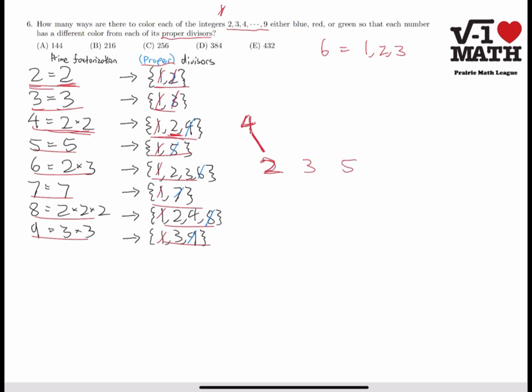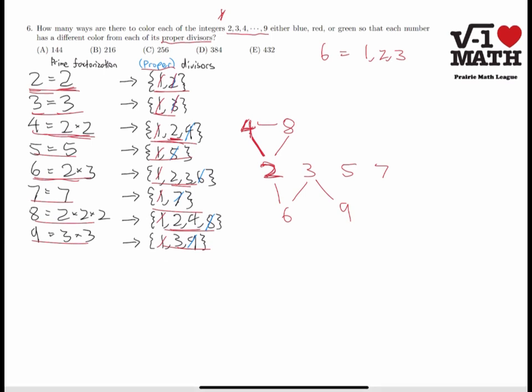5 is also isolated. 6 is connected to both 2 and 3, so we draw it like here. 7 is also isolated. Now, 8 is interesting because it's connected to both of these two, which were connected earlier. It's connected to both 2 and 4. And 9 is just connected to 3. So we draw something like this. And now we have basically a graph where any number cannot be the same color as one of its neighbors.